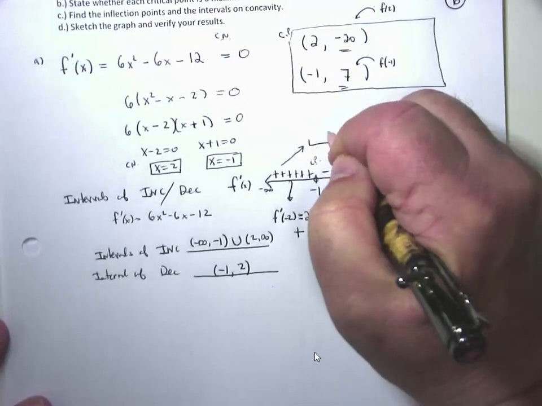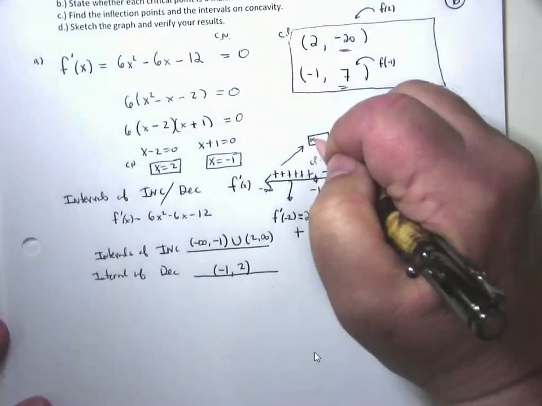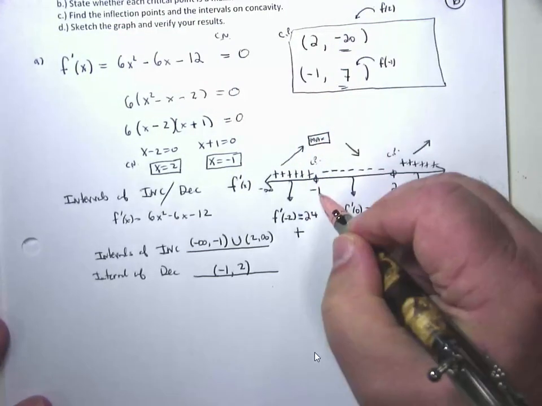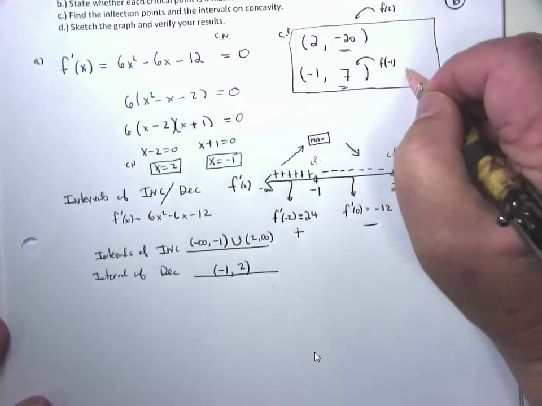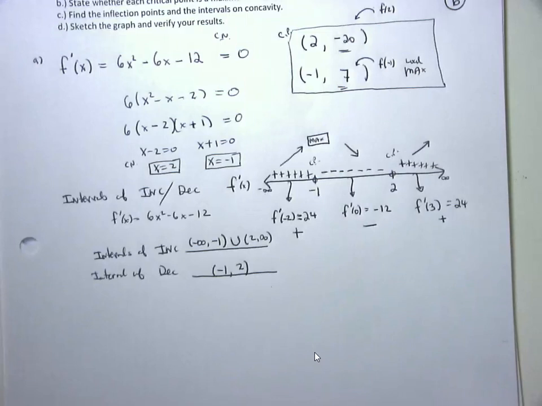What kind of point does that make it? If you go up, hit it, and go back down again. Maximum. So at the point negative 1, this would be negative 1, 7, it is a maximum. It will be what we call a local or relative maximum.